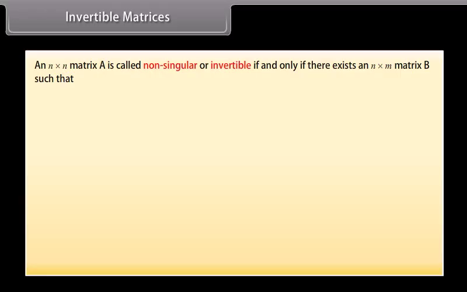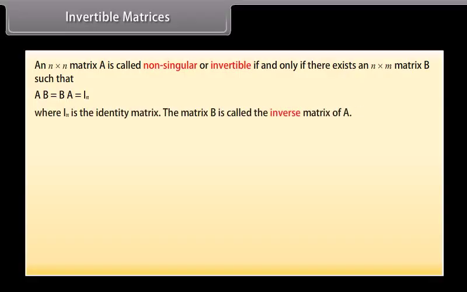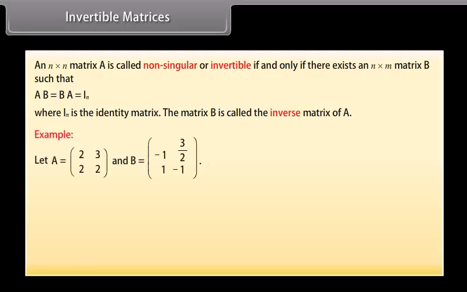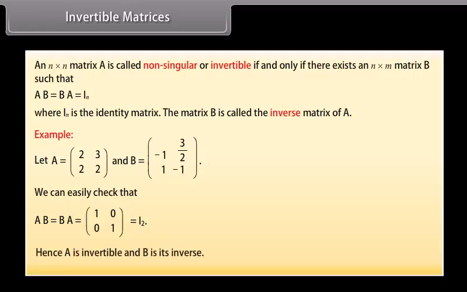Invertible matrices. An n by n matrix A is called non-singular or invertible if and only if there exists an n by n matrix B such that AB is equal to BA is equal to I N, where I N is the identity matrix. The matrix B is called the inverse matrix of A. Look at this example. Here A and B are given. We can easily check that AB is equal to BA is equal to identity matrix. Hence A is invertible and B is its inverse.